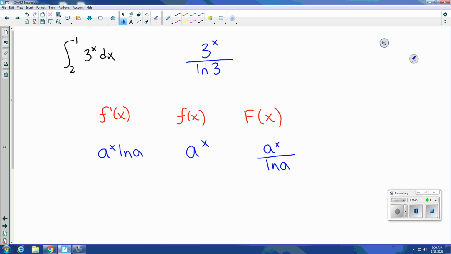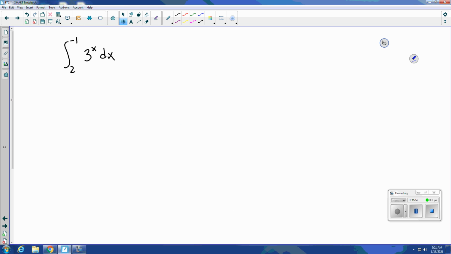Now, if we have e to the x, then applying this, we'll have e to the x over ln e, but ln e is just 1. So the antiderivative of e to the x is e to the x, and the derivative of e to the x is e to the x. So those are the easy ones. But if we don't have base e, know that for the derivative you multiply by the natural log of the base, whereas for the antiderivative you divide. So we have discovered what the antiderivative should be.